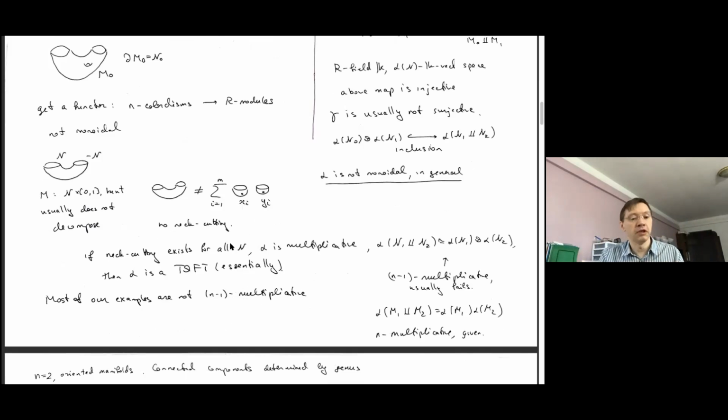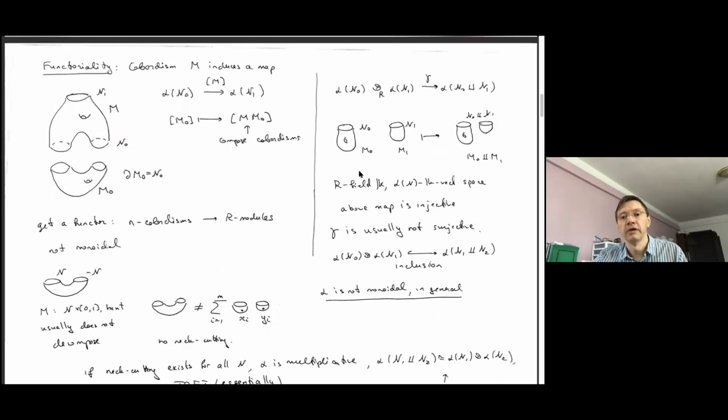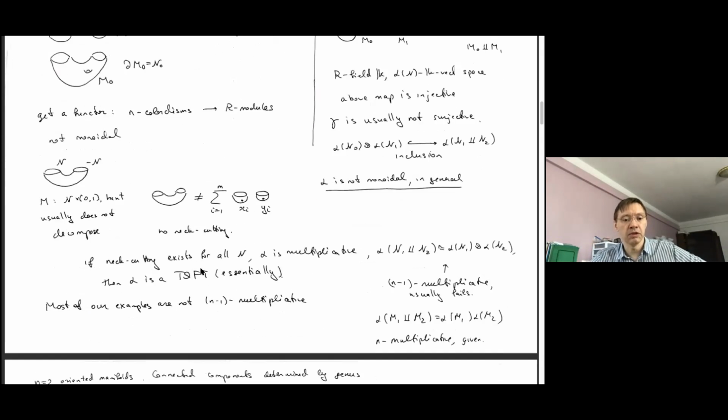I want to point out that in the classical framework of Atiyah of TQFTs, we do have neck cutting, because in this classical framework, the map gamma on the state spaces is an isomorphism. This is one of the axioms. The state space of a disjoint union is the tensor product of state spaces. But this is not so in this case.